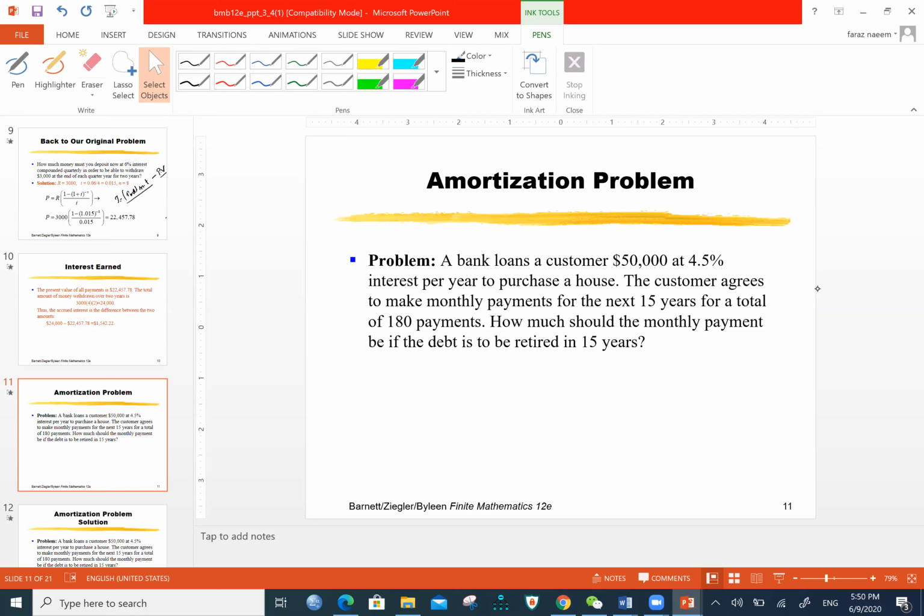Similarly, a bank loans a customer $50,000 at 4.5% interest per year to purchase a house. The customer agrees to make monthly payments each month. Who can explain each part of this problem and tell me, is it annuity, is it future or present? It is a bit different than what we have discussed before, but it is totally based on what we have discussed. Who can answer this?